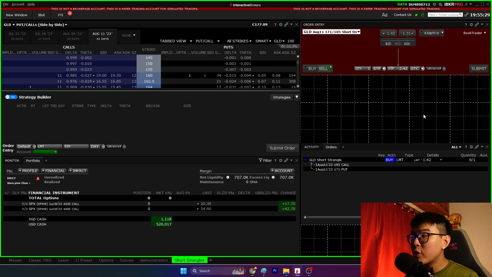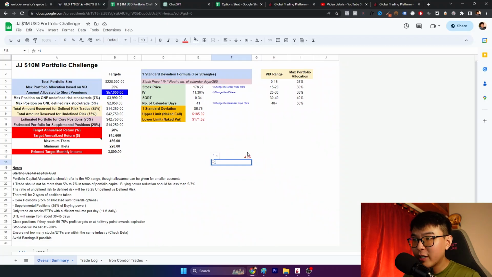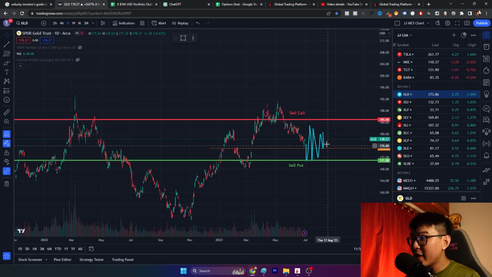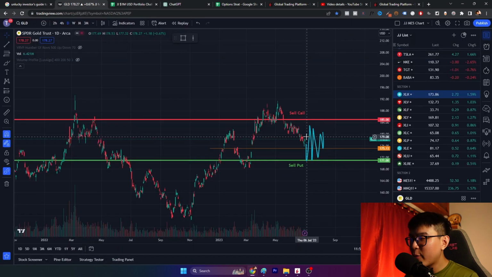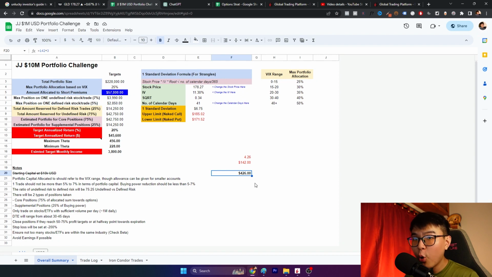So how do I calculate a 200% stop loss? When I sell one short strangle, I'll collect about $142. The price of the short strangle when I sold it would be worth $142. But if the price of gold fluctuates close to these strike prices of 185 and 171, it would be worth a lot more. I'll take 142 multiplied by 3, which is $426. Why do I put $426? Because if the price of gold fluctuates too near 185 or 171, it would be more expensive for me to close the options trade. The short strangle, which was worth $142, is now worth $426.